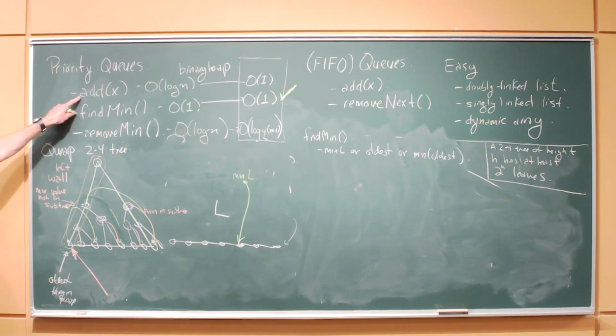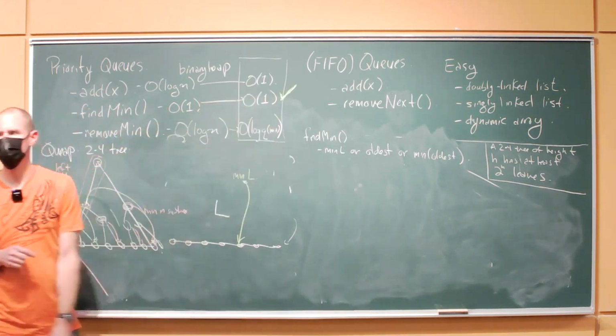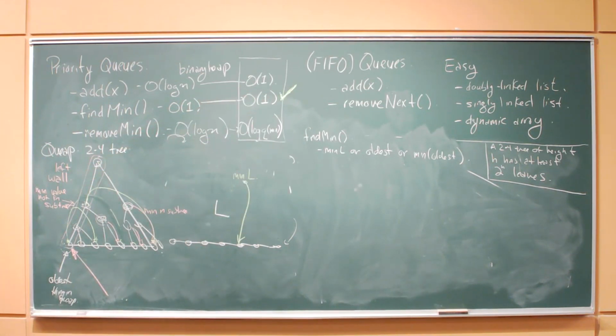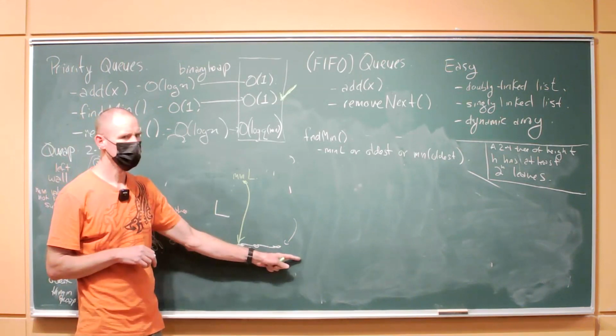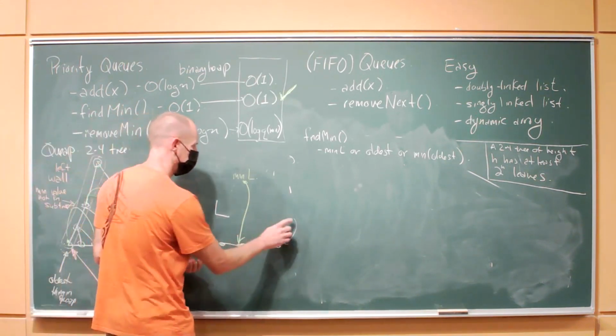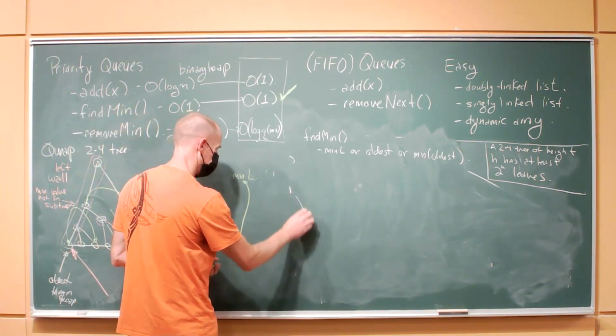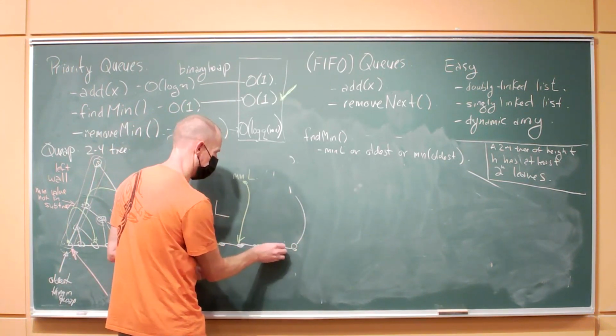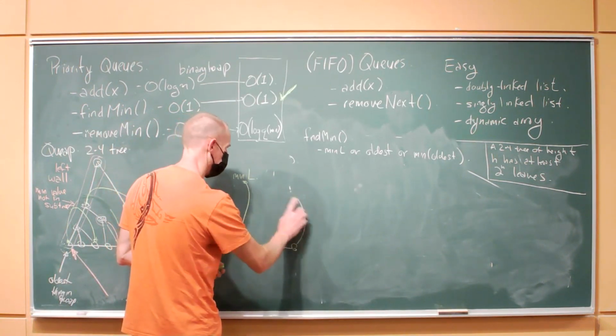Add must be simple because it has to run in constant time, so it should be easy to do. All right, so we want to add something. We know that we're storing the elements from left to right in this picture, oldest to newest. So where do we add it? The new thing that we're adding is the newest thing. So we add it here. This is the newest thing now.